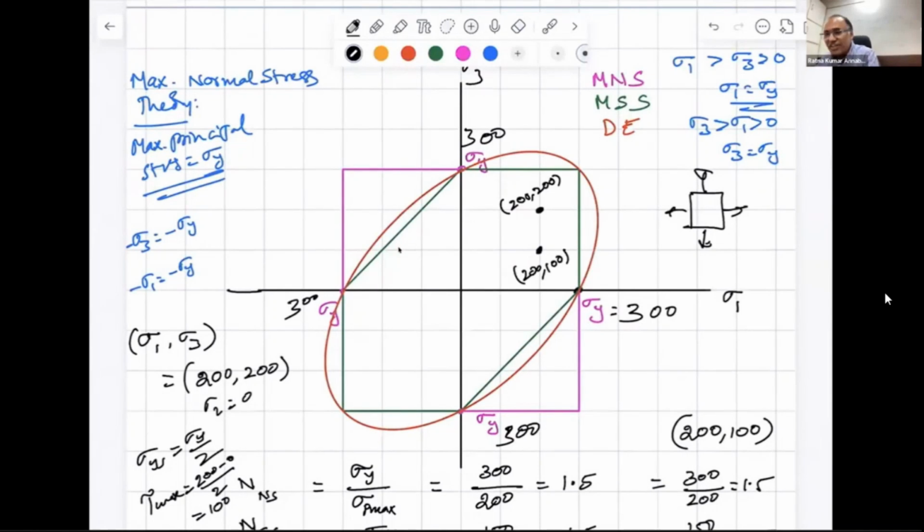Now, how do we calculate graphically the factor of safety? You just draw one line through the point up to the boundary of the failure surface. And for the case of 200 by 200, all the three failure theories are meeting at that point. Can you see that? This is the point at which all three failure surfaces are meeting: maximum shear stress theory, normal stress theory, and distortion energy theory. So let us say this is O, and that is P, that is Q.